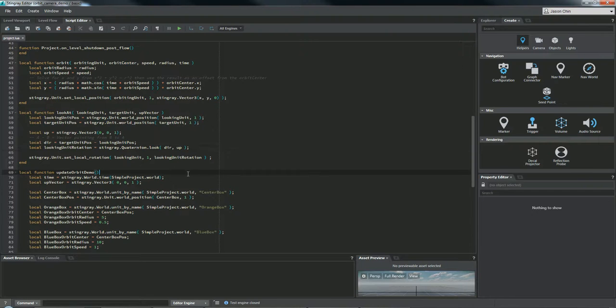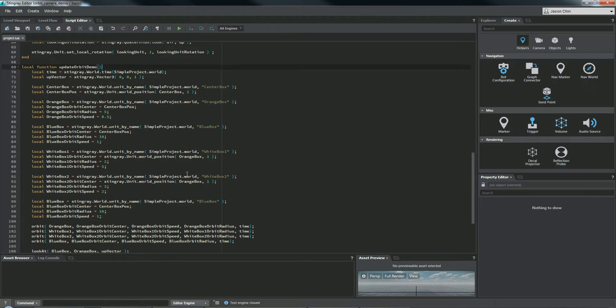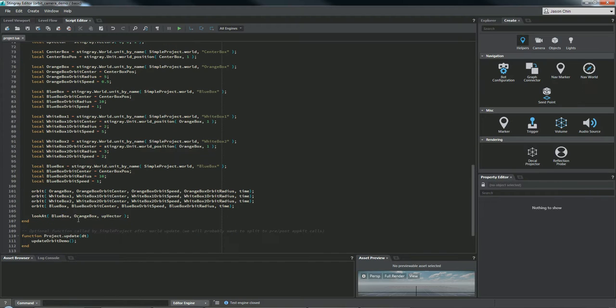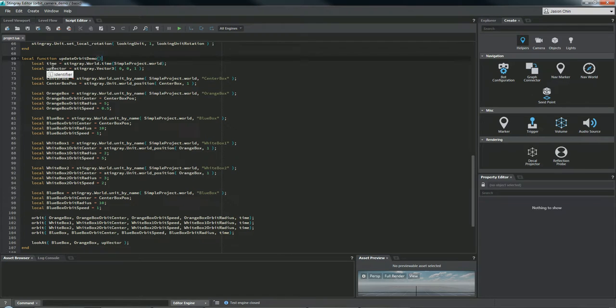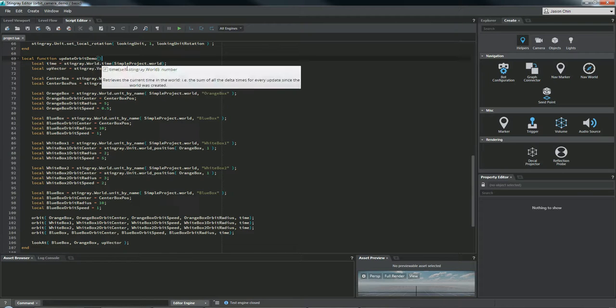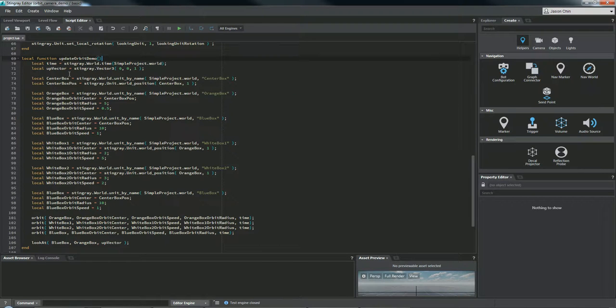So in practice, we're going to take those functions and use them down here. Move this so you can see everything. All right, we're going to get the time, because a lot of these rely on time. We're going to get the stingray.world.time from simpleproject.world. We're also going to have the up vector specified again as up in the z direction. Then we're going to set some information for each of the different pieces of our little demo here.